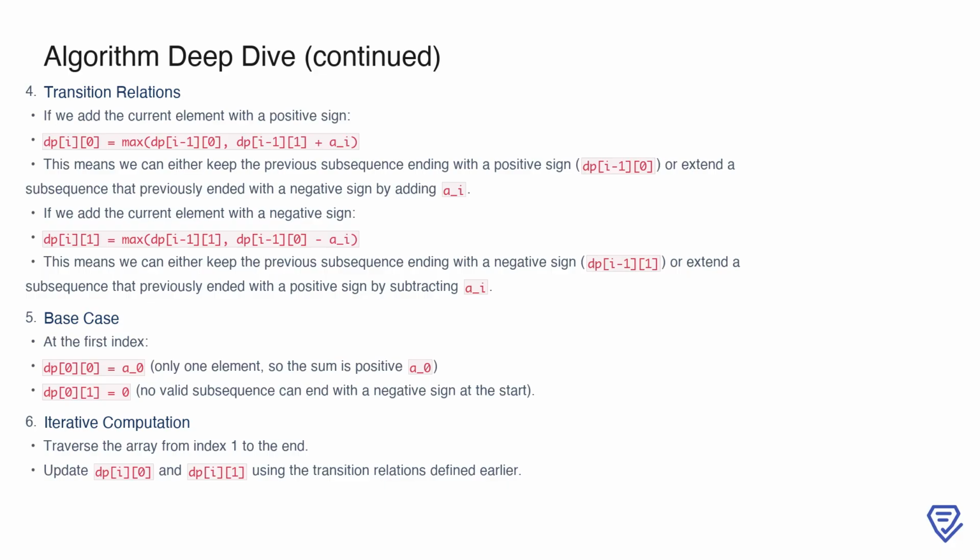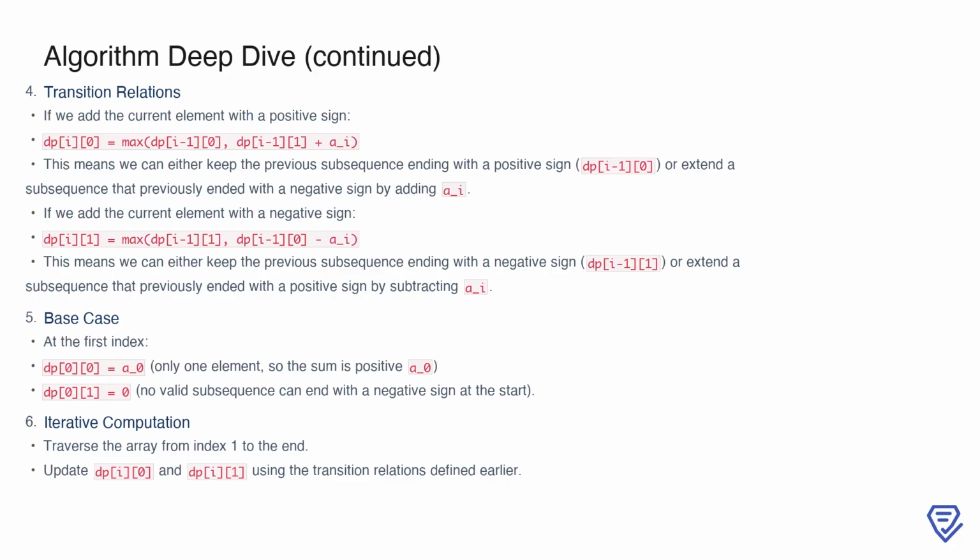If we decide to add the current element with a positive sign, the value of dp[i][0] is determined as the maximum of two options: either we keep the previous subsequence ending with a positive sign, dp[i-1][0], or we extend a subsequence that previously ended with a negative sign by adding the current element a_i. Mathematically, this is expressed as dp[i][0] = max(dp[i-1][0], dp[i-1][1] + a_i).